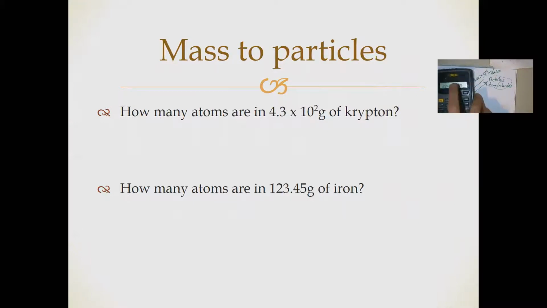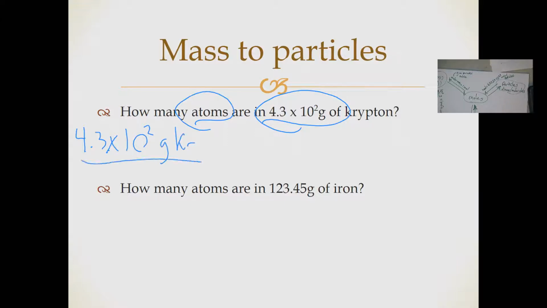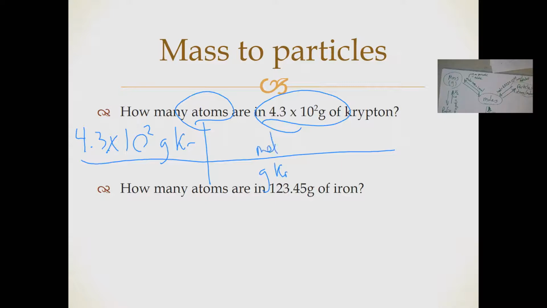Okay. So again, we start here with atoms, so you'll notice here we start atoms. No, actually, no, we don't. We start with grams here, and we want to get to atoms. So it's the same direction. So grams to atoms. I know this because of where my number is. My number is 4.3 times 10 to the 2nd grams krypton. Okay. So I start with grams krypton, and I go to moles. So grams krypton's here, and I want to go to moles krypton.